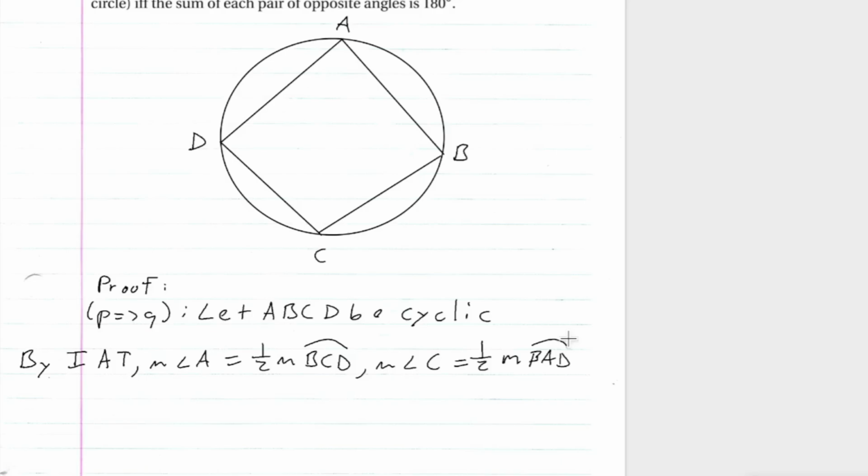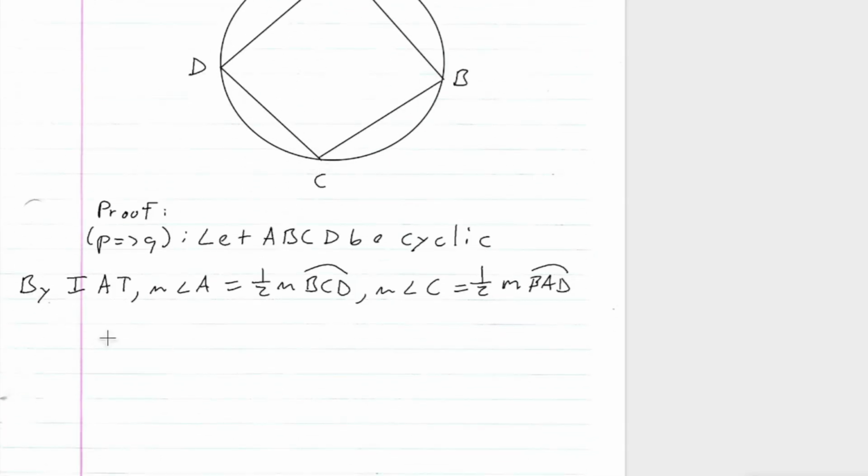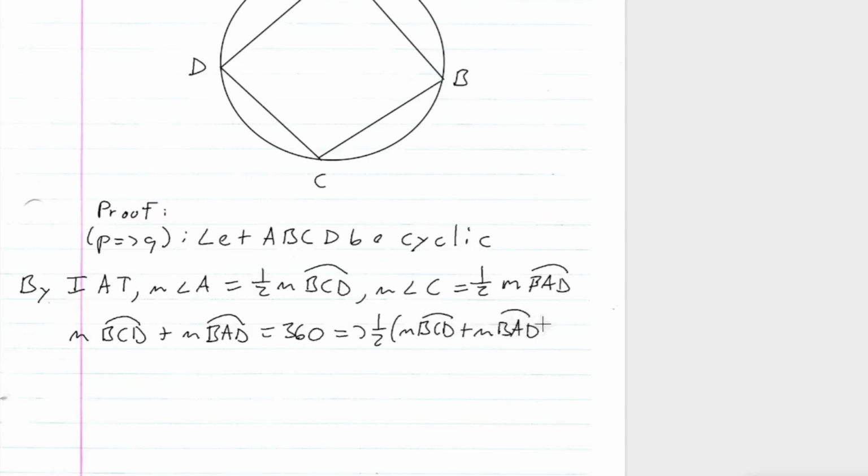Right? So hopefully you can see that arc BCD plus arc BAD is 360. So we know the measure of arc BCD plus the measure of arc BAD is equal to 360. And I'm going to try to get these halves, so I'm going to multiply both sides by a half, to get 1/2 the measure of BCD plus the measure of BAD would be equal to 180.